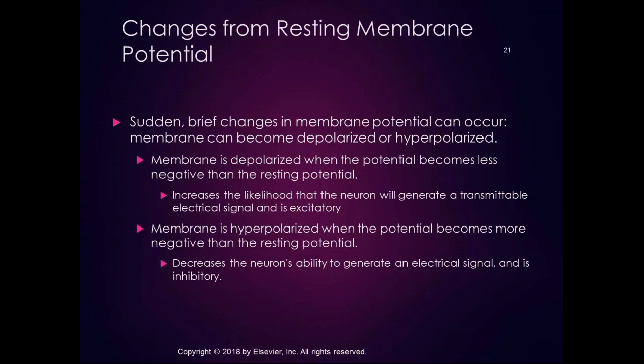When the membrane is depolarized, it increases the likelihood that the neuron is going to generate a transmittable electrical signal. So that's an excitatory state when the membrane is depolarized. When the membrane is hyperpolarized, the potential becomes more negative than the resting potential. That is an inhibitory state because it decreases the neuron's ability to generate an electric signal. So that's important. An excitatory impulse is one that's going to propagate potentially down the neuron. An inhibitory impulse is one that's going to prevent propagation of the impulse down the neuron. So when we talk about neurotransmitters, whether they're excitatory or inhibitory, that's important for control of what's going to happen in the nervous system.